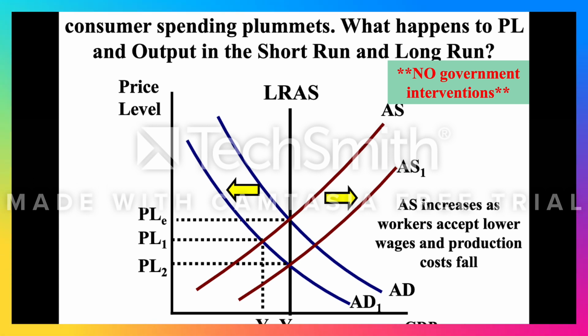Workers have to accept lower wages. And look at where the PL2 intersection is. It's on the AD1 line, not the original line. So you have the new AD1, AS1 intersection at YE. So workers are accepting lower wages and production costs fall. In the real world, usually businesses don't lower wages for everybody. Usually they lay off people. But from the business perspective, their salary costs are lower. So AS shifts to the right.